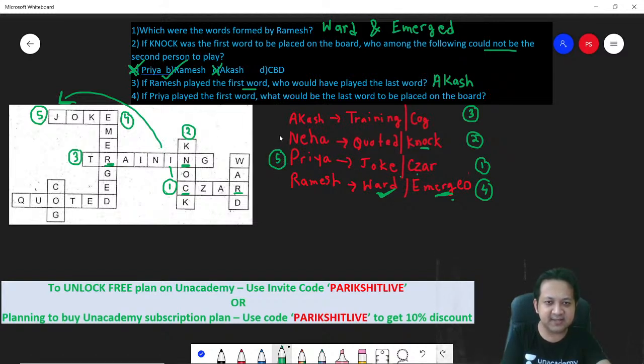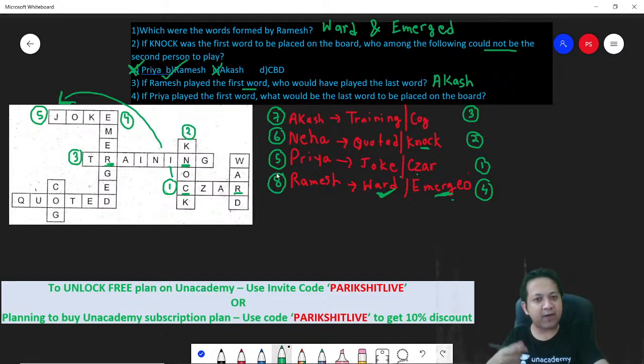Number 2 will be number 6, which will be Neha. Then number 3, which is Akash, and then number 4, which is Ramesh. Let's check. Up till 5 I have written. Which is 6? 6 is the word formed by Neha. Quoted or knock? Knock we have already filled up. It has to be quoted.